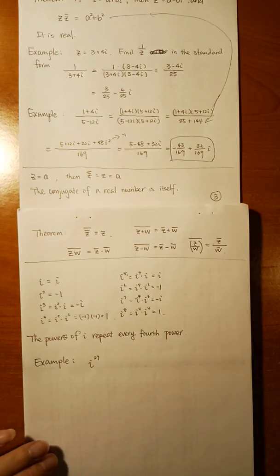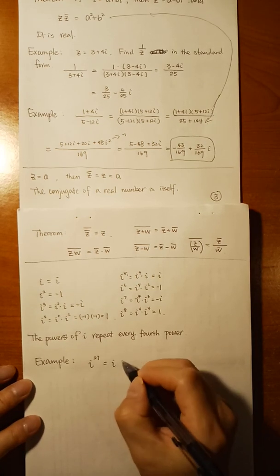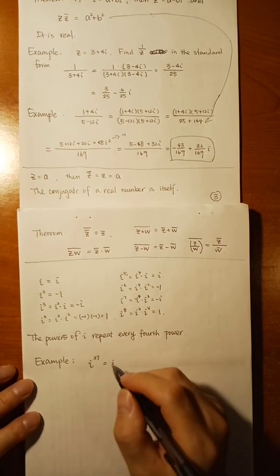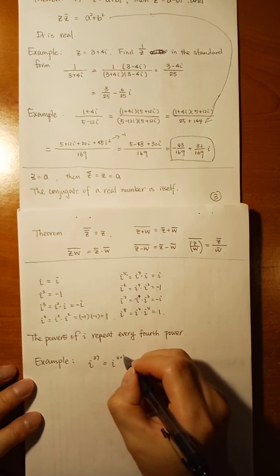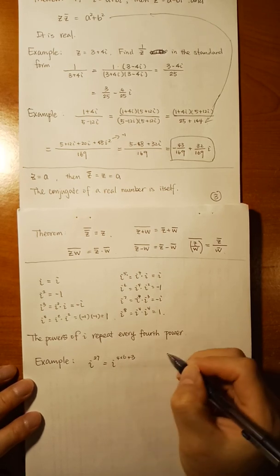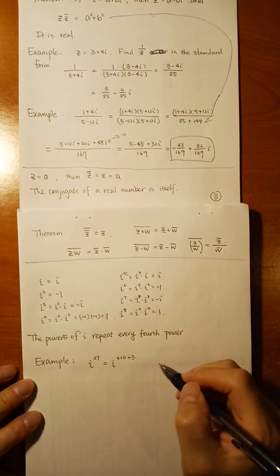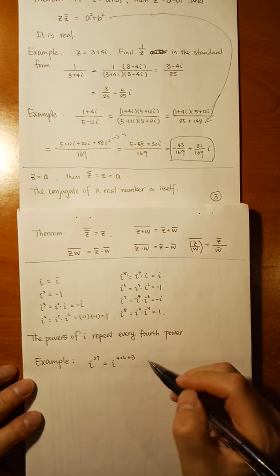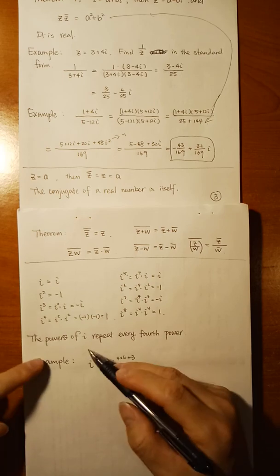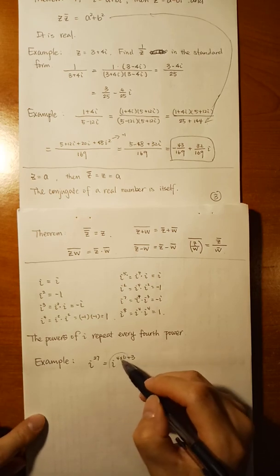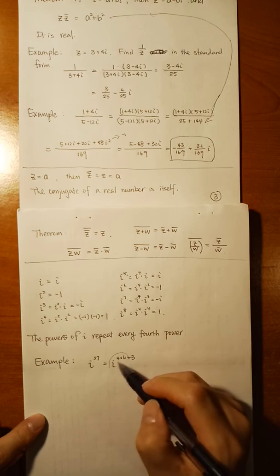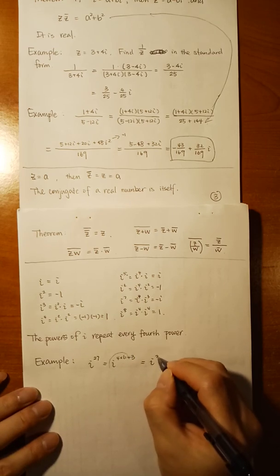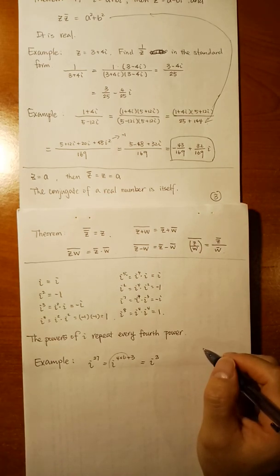if I want to know what is the 27th power of i, how do we do that? We get the maximum multiple of 4. 27 is 24 plus 3. 24 is 4 times 6, and plus 3. It's 24 plus 3, 27. And then we know that every fourth power, the powers of i repeat. So this term, this 4 times 6 power of i is 1. So it's equal to i cubed. It's just equal to i cubed.